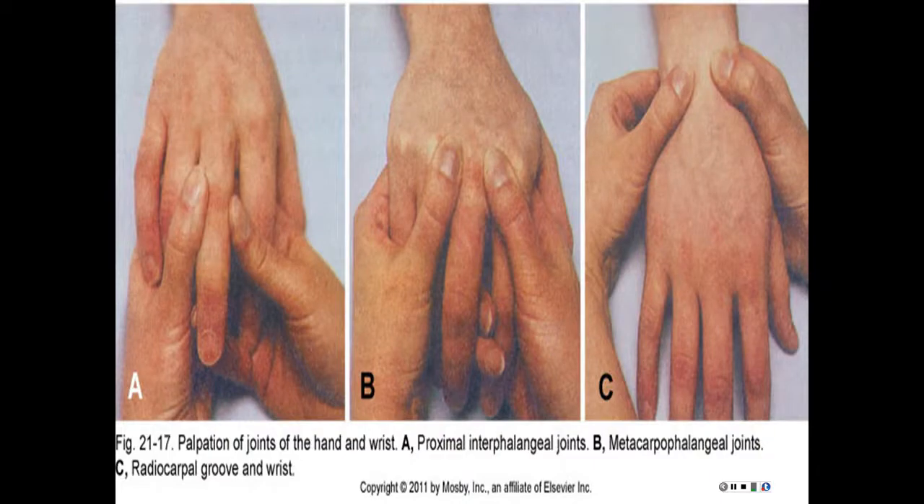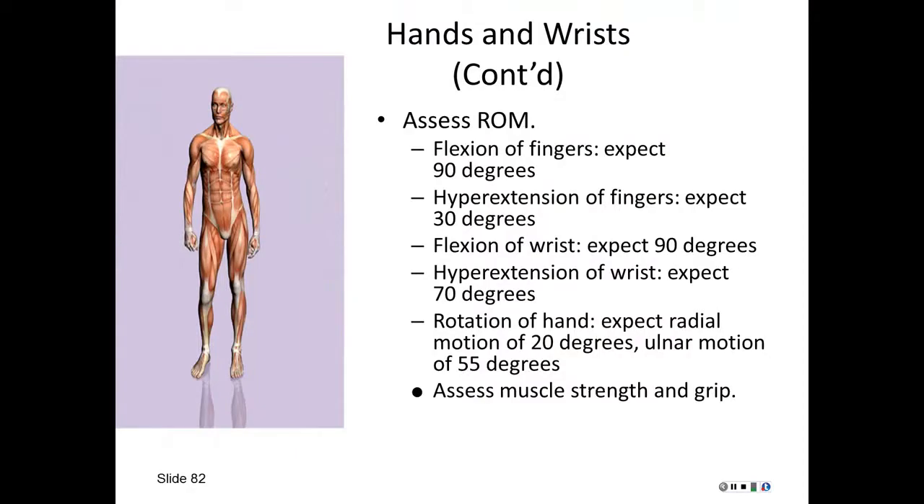All right, this is how you're going to palpate the joints of the wrist and of the hand. Hands and wrist, you want to assess the range of motion, the flexion of the fingers. Expect 90 degrees, hyperextension of the fingers 30 degrees, flexion of the wrist 90, and hyperextension of the wrist around 70. The rotation of the hand, they should be able to rotate it around, and look at the muscle strength bilaterally.